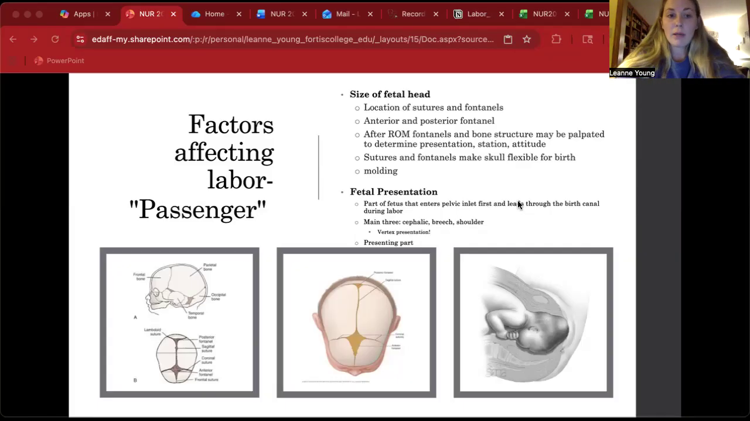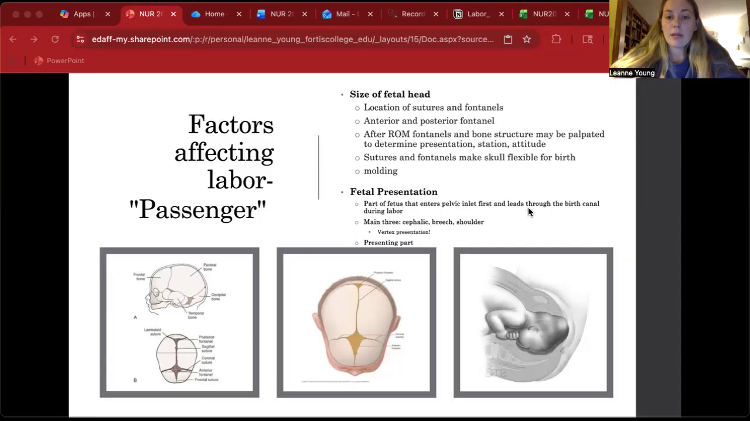The main three fetal presentations would be cephalic, which is fetal head, breech, which can either be footling, where the feet are coming first, or frank breech, where the butt's coming first, or shoulder. Okay, so this is slightly different than the presenting part. Whenever we talk about fetal presentation versus presenting part, it can get a little confusing, okay?